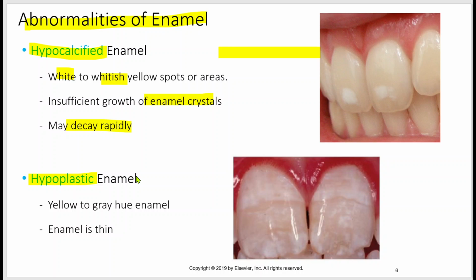Hypoplastic enamel, on the other hand, appears yellow to grayish, a gray hue on the enamel, and the enamel will be thin. It can be like that. It can be much smaller, like this may be a moderate. You can have some of it. It doesn't have to be that bad.